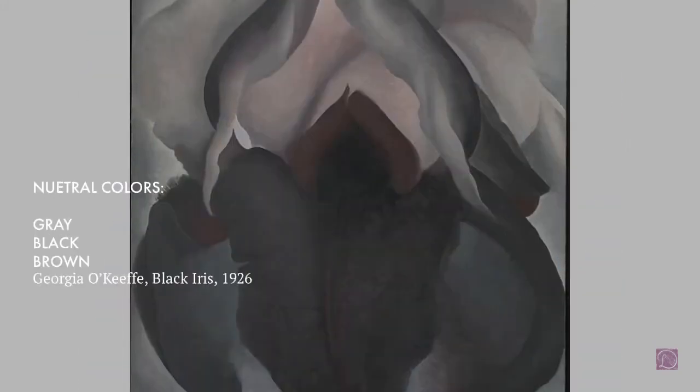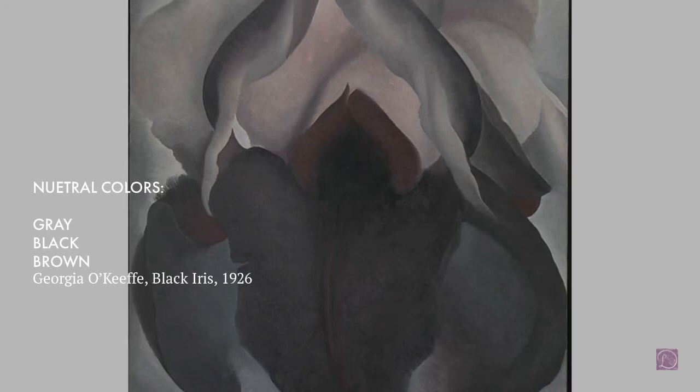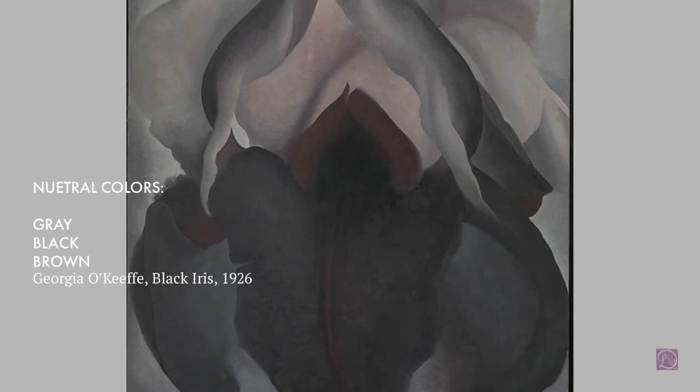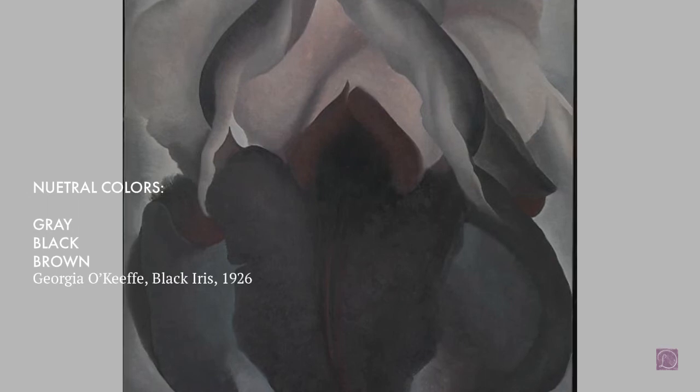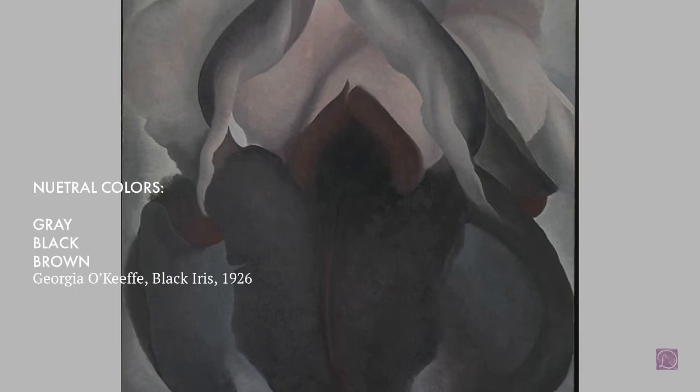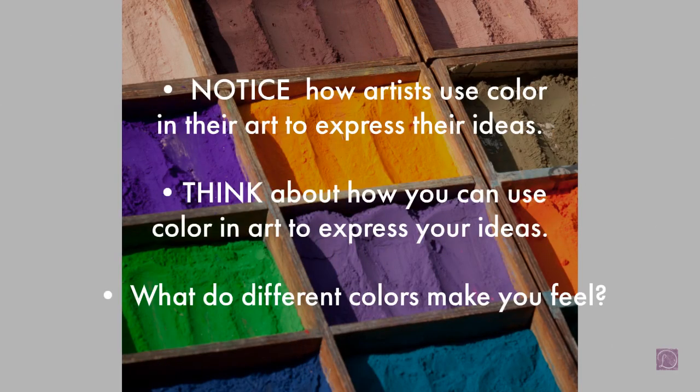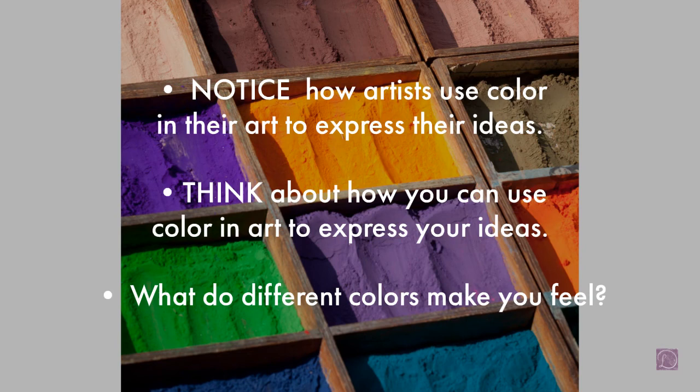The neutral colors are gray, black, and brown. Every hue has its own neutral colors, and they can be created either by adding black or white to the original hue or mixing complementary colors together, which will dull each of them to a more neutral gray, black, or brown. So these are just a few of the terms and words that we use to talk about color in art.